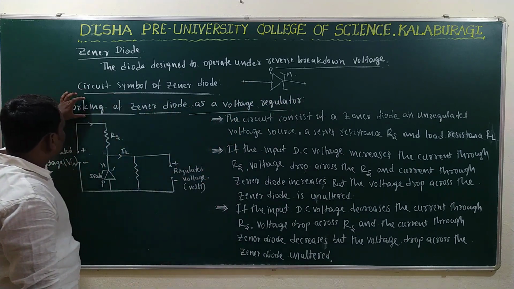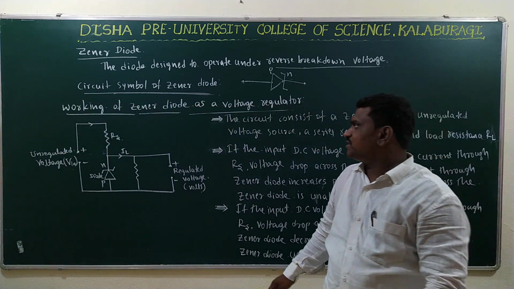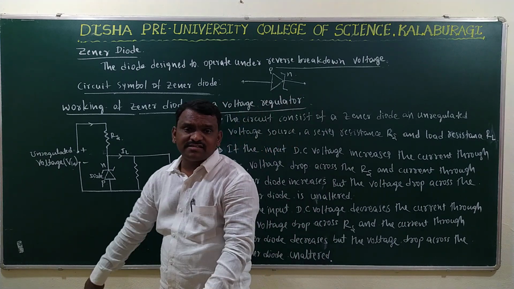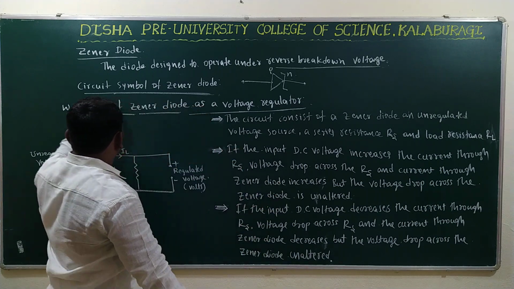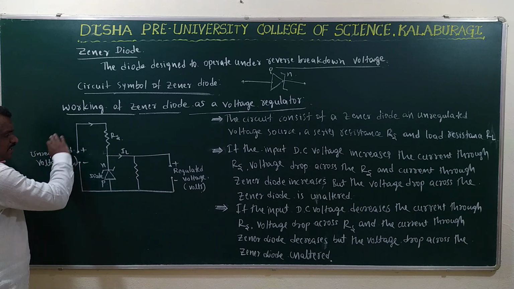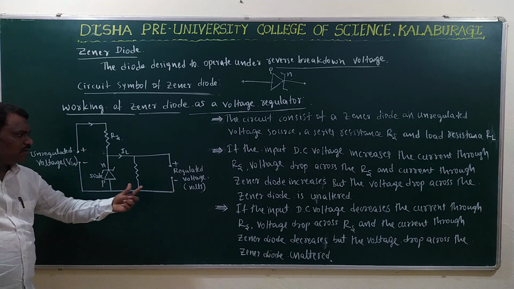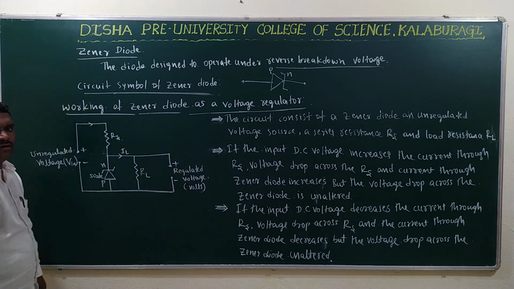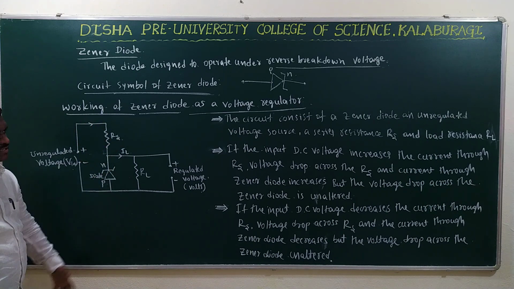Next, the working of the Zener diode as a voltage regulator. It is used as a voltage regulator, which means a voltage controller for a long time. What is the working of the Zener diode? First, observe the circuit diagram. The circuit diagram contains the series resistance, the diode, and also the load resistance.